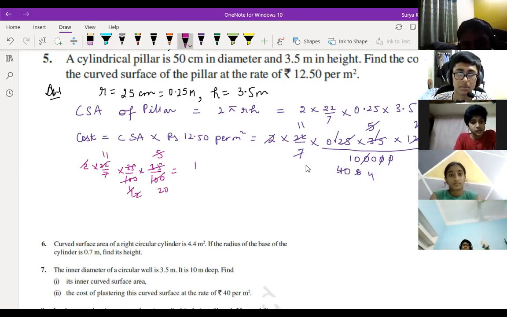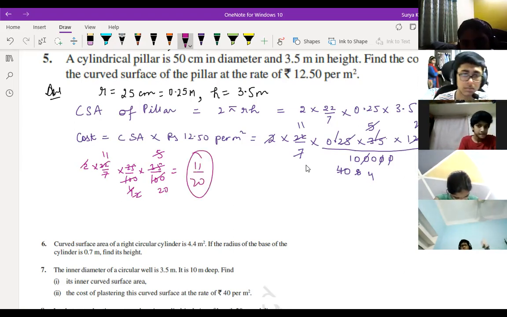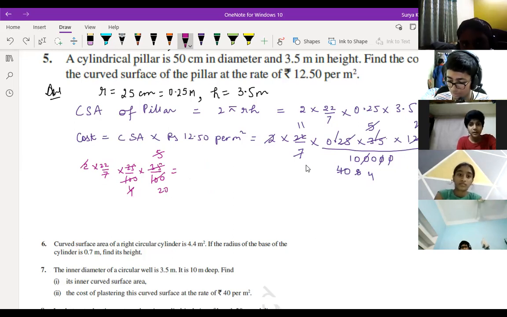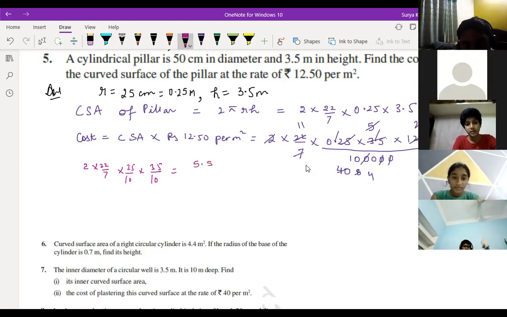Sir, I'm getting 11 by 20 again and again. I don't know why. Sir, I guess you made some calculation mistake over there. Here, how did 135 by 100 come, Sai Charan? 35 by 10 will come now. You told 35 by 100 over here. Yes, sir. Sai Charan, here this is 10, no? Yes, sir, then you'll get 3.5 by 10. Then 5.5. So 5.5 into 12.50, then you'll get 68.75 only.